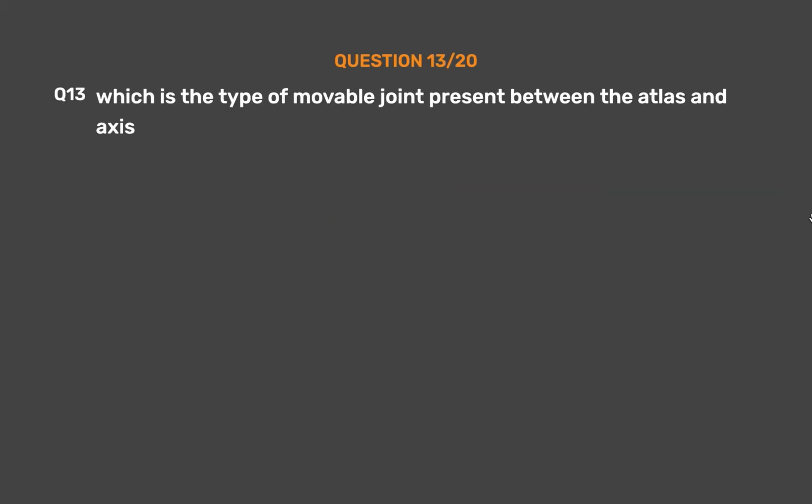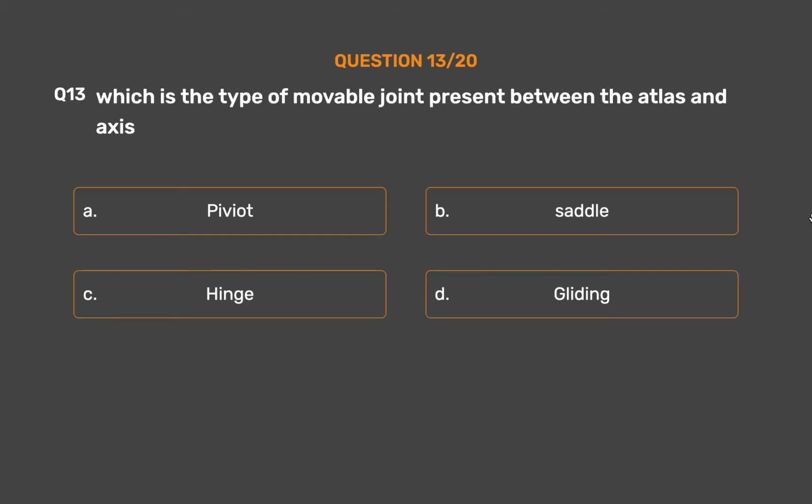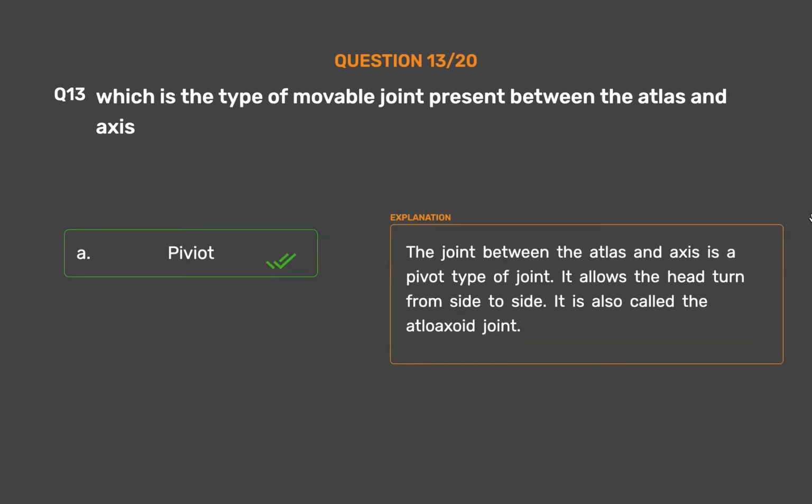Question number 13. Which is the type of movable joint present between the atlas and axis? Option A, pivot. Option B, saddle. Option C, hinge. Option D, gliding. The correct answer is option A, pivot. The joint between the atlas and axis is a pivot type of joint. It allows the head to turn from side to side. It is also called the atlantoaxial joint.